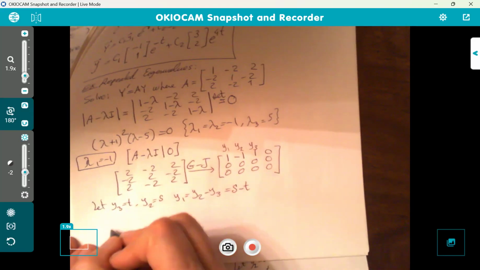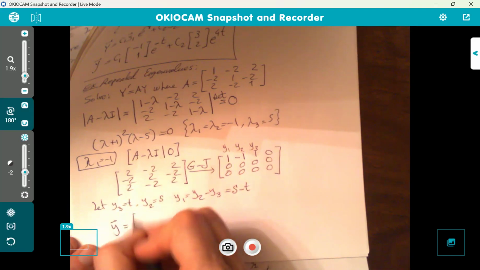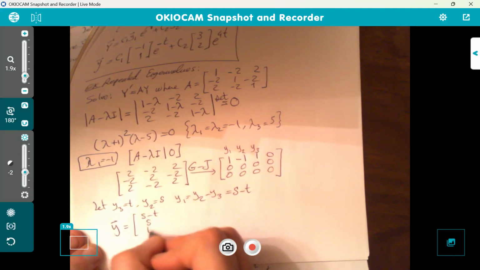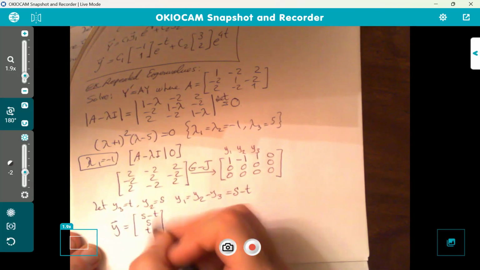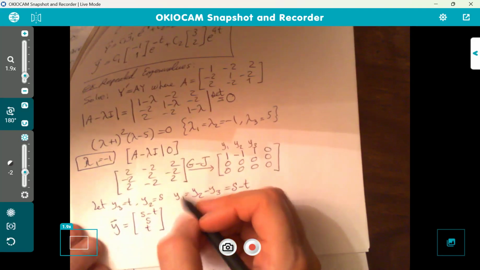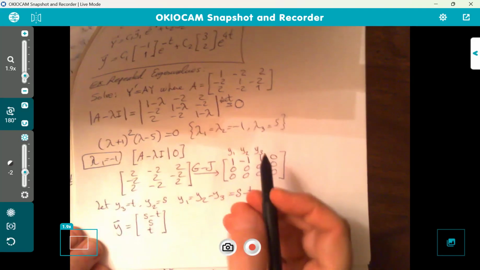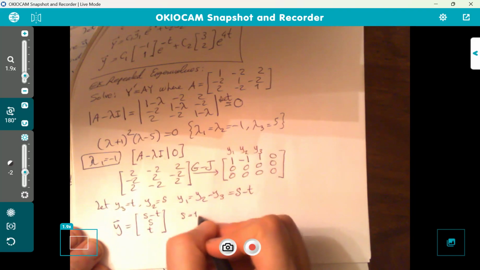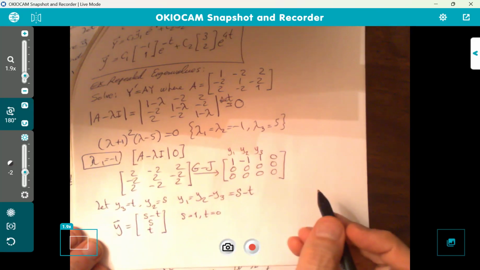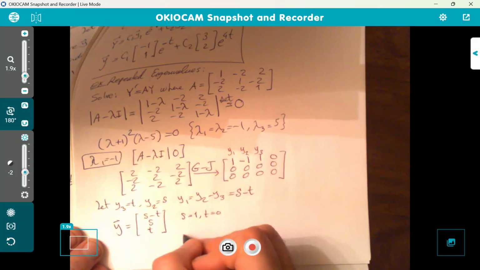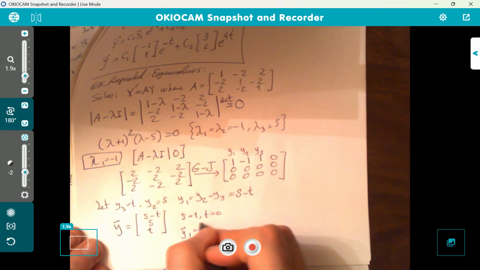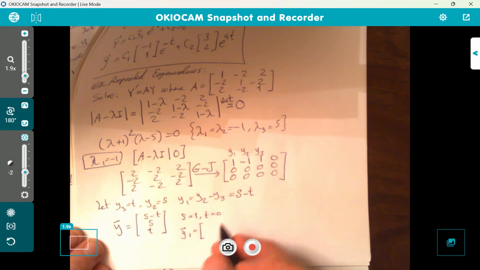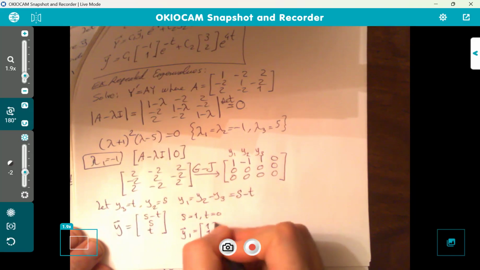So y, therefore, that matrix is going to be y1, y2, which is s, and y3, which is t. Now, for this one, because this is repeated, we've seen an example like this before earlier in the evening. So I'm going to let s be 1 and t be 0. Not both of them 0, by the way. One of them is okay. So when t is 0, you get 0 here, you get 1, 1. So that solution is going to be 1, 1, 0.